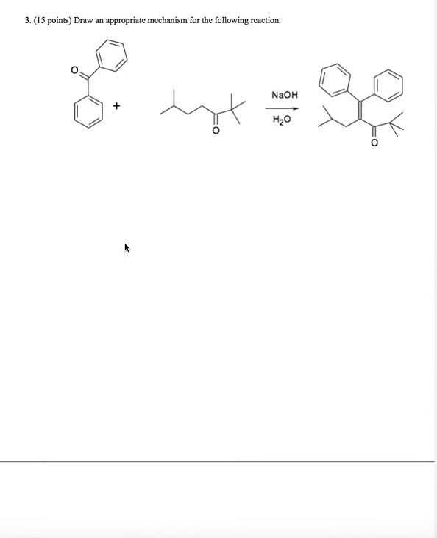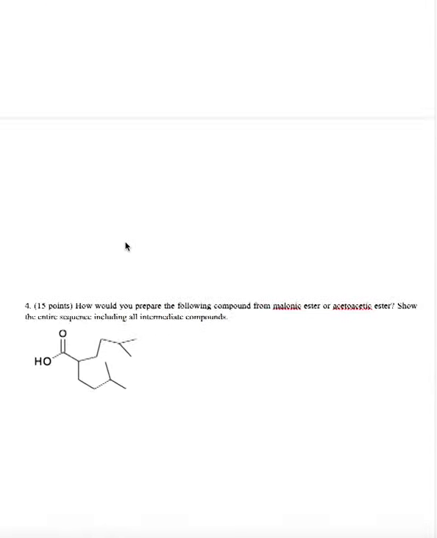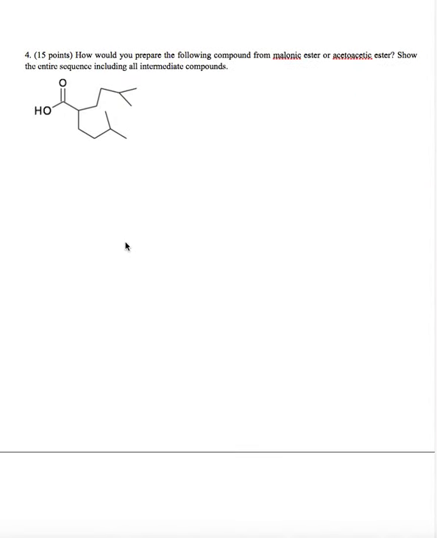Question 3 will be a mechanism problem, which will either be an aldol, a crossed aldol, a Claisen, or a crossed Claisen. This one here happens to be a crossed aldol reaction. This one here will be the malonic ester or acetoacetic ester synthesis. So those are the two possibilities here. If you go back and look through the notes, you'll see if we start off with a carboxylic acid like we have here, we'll be using the malonic ester. If we start off with a methyl ketone, then we'll be using the acetoacetic ester synthesis.